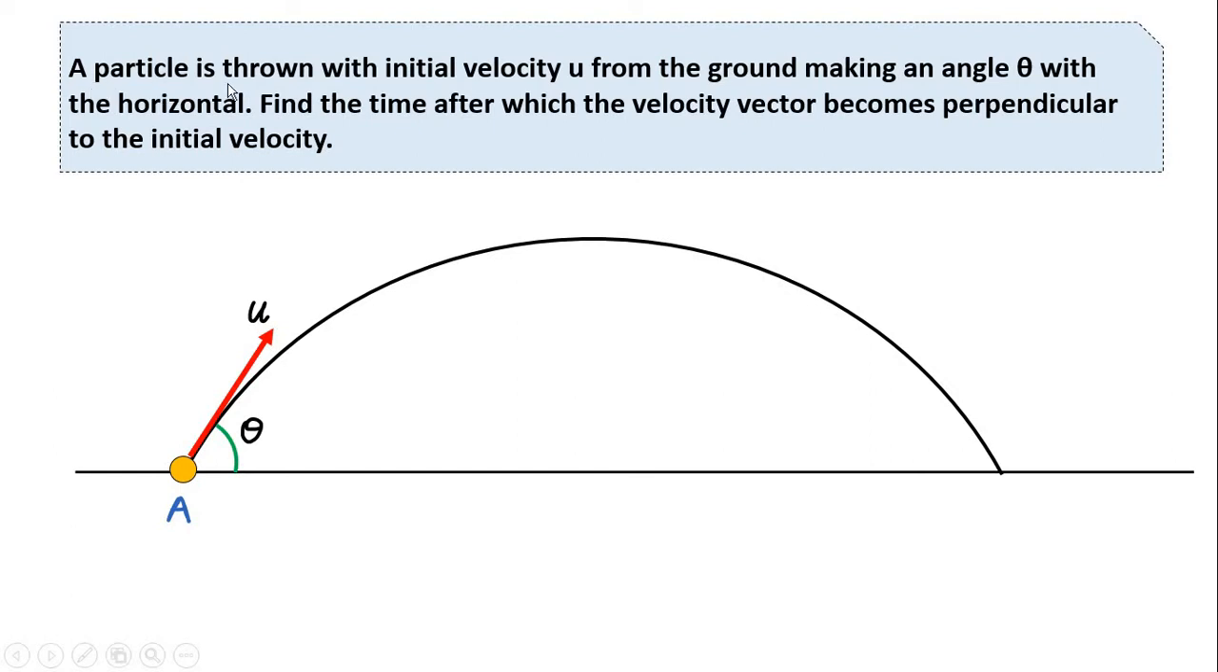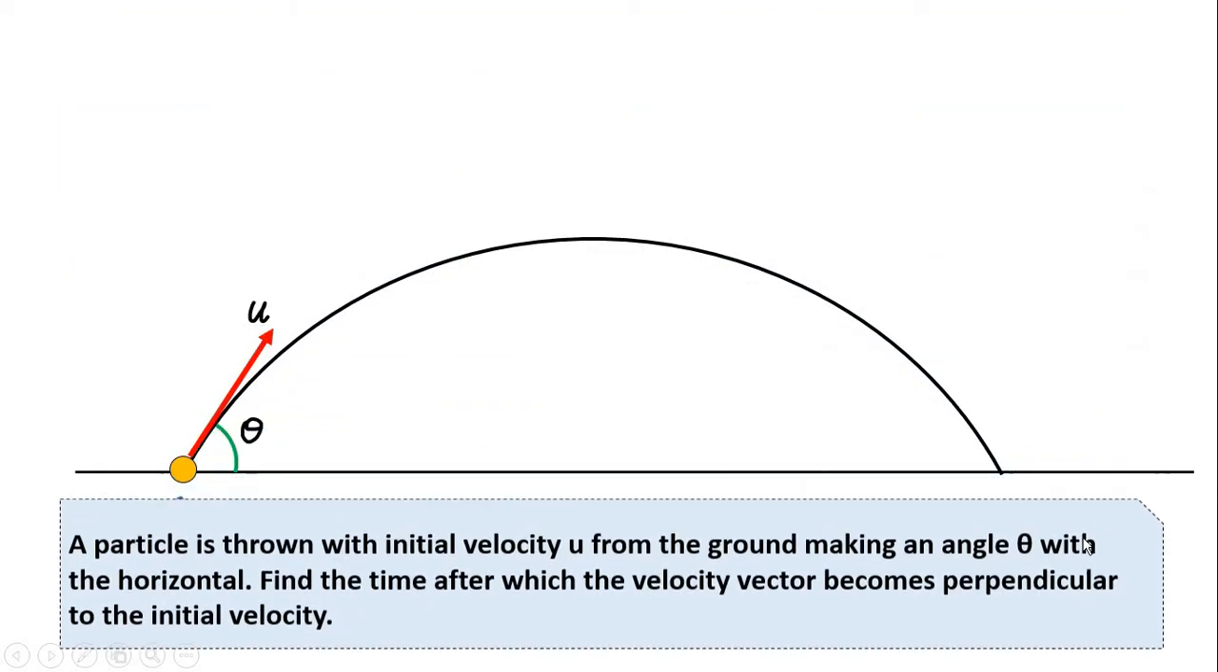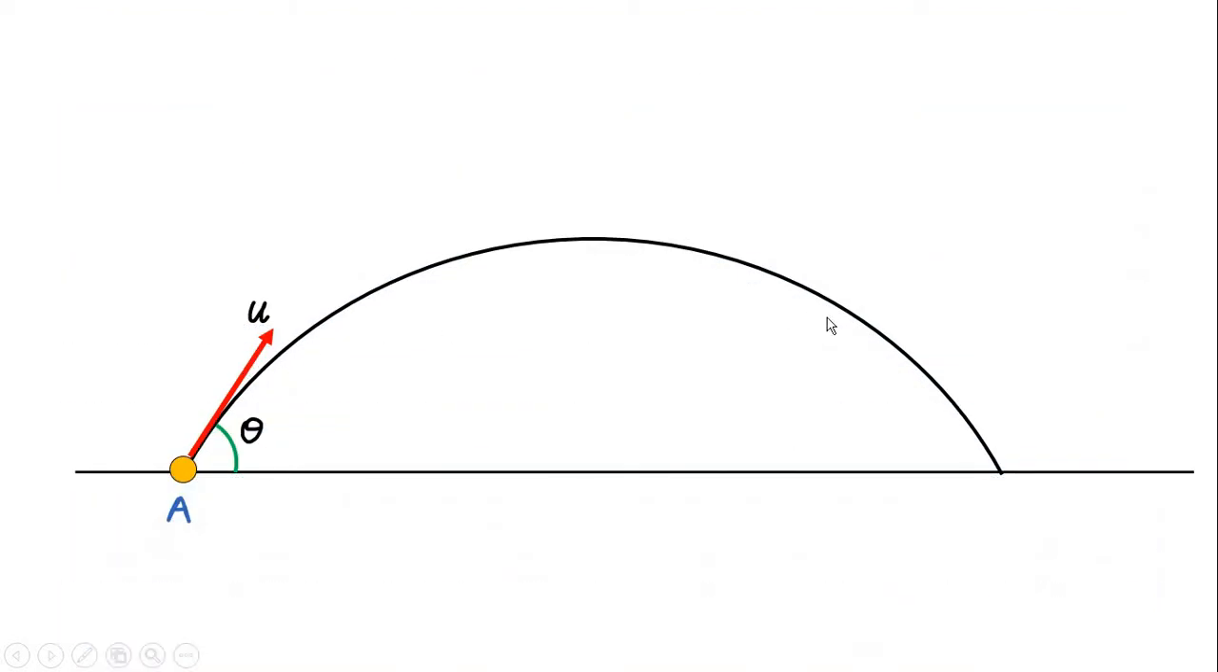The question is, a particle is thrown with initial velocity u from the ground, making an angle theta with the horizontal. Find the time after which the velocity vector becomes perpendicular to the initial velocity. That means, as the particle moves along this path, where do you think that velocity vector will become perpendicular to this initial velocity? Let us see. Now, let us take this point here.